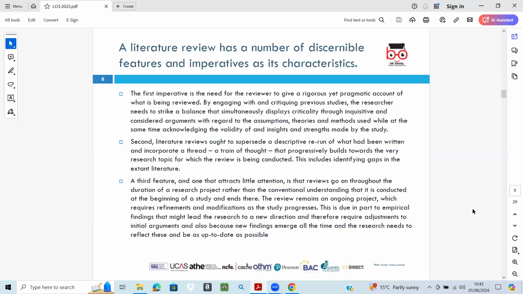We need to do adaptive revision, and we need to be prepared to refine and adjust our initial argument and hypothesis in light of new empirical evidence or emerging trends. So the characteristics are, we can say, for the summary.